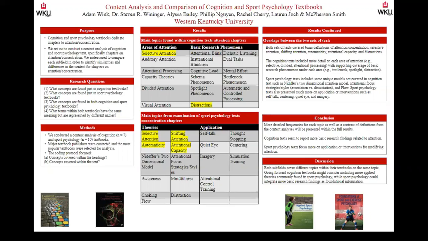Now, we conducted a content analysis on 7 cognition textbooks and 10 sports psychology textbooks. All of the texts were selected from major publishers and were the most popular textbooks that were selected for analysis.